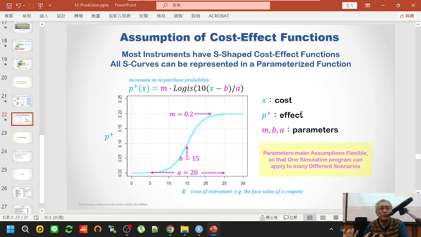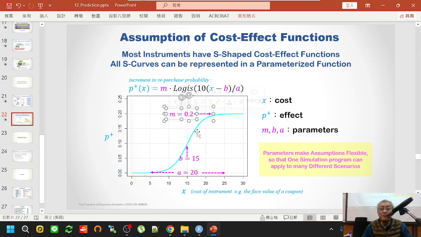We know that every instrument would take an S shape, but every instrument for every customer segment would have a different shape. Some S shapes are higher, and some are lower. Some of the S shapes will move to a different position. They are different, right? The M, B, and A parameters are the parameters of this S shape.